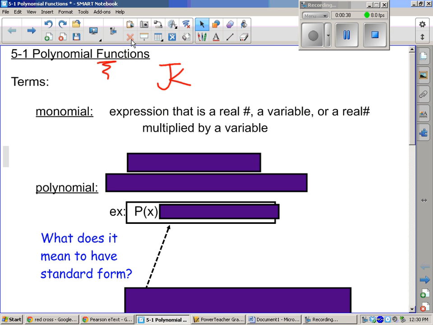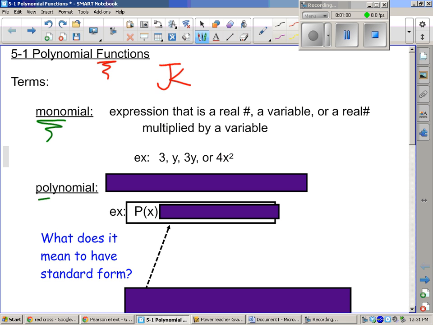First one is monomial. Mono means one. So it's an expression that is a real number, so no imaginary stuff. It can be a variable or a real number and a variable put together by multiplication. Here are some examples like the number 3, the letter y, 3y, or even 4x squared. See, there's no pluses or minuses in there.